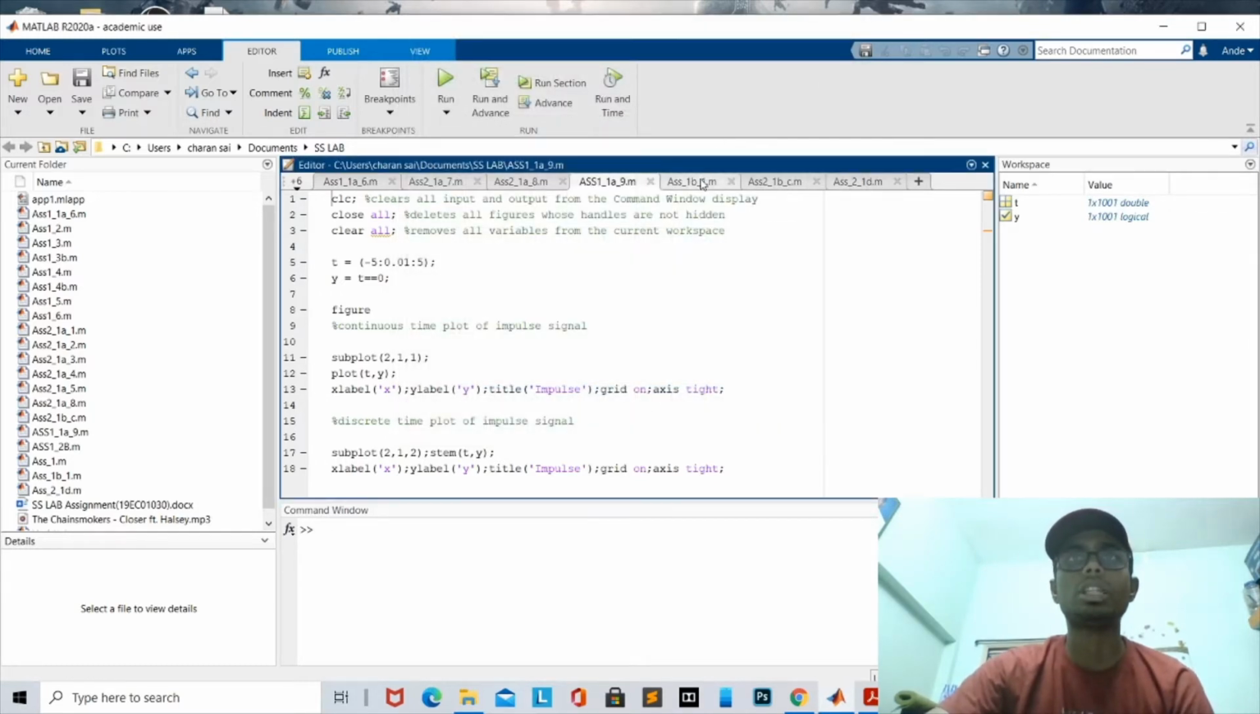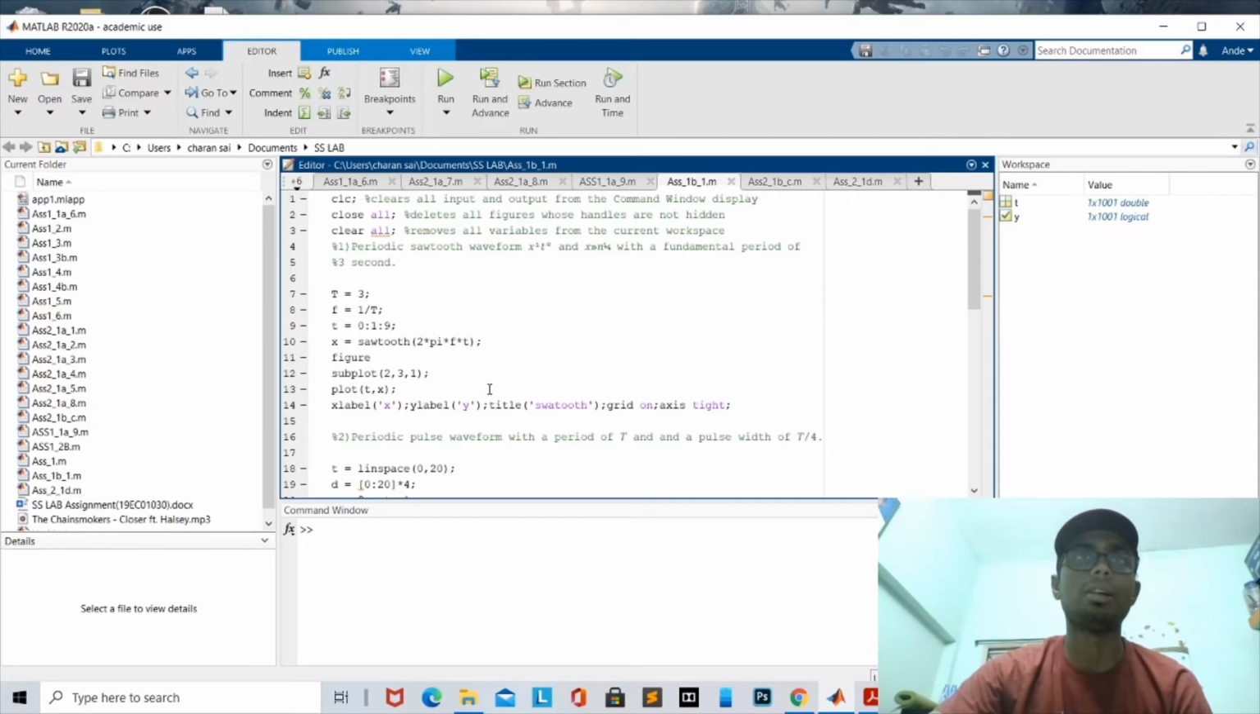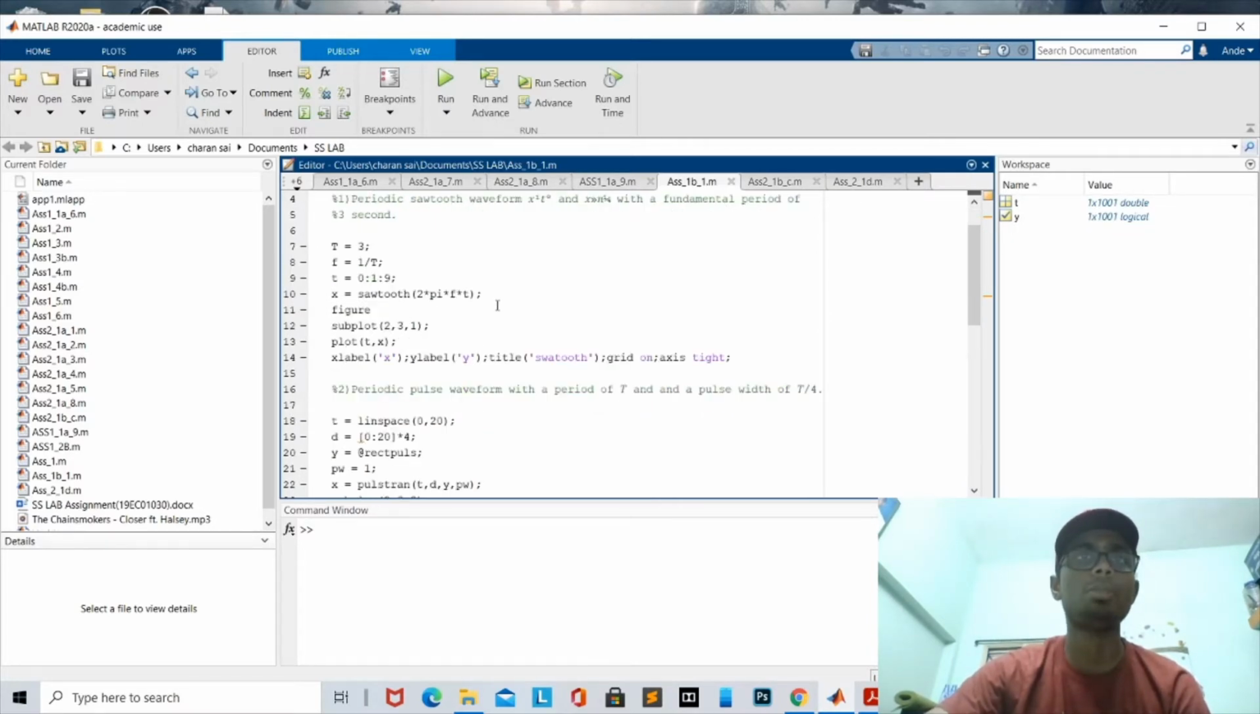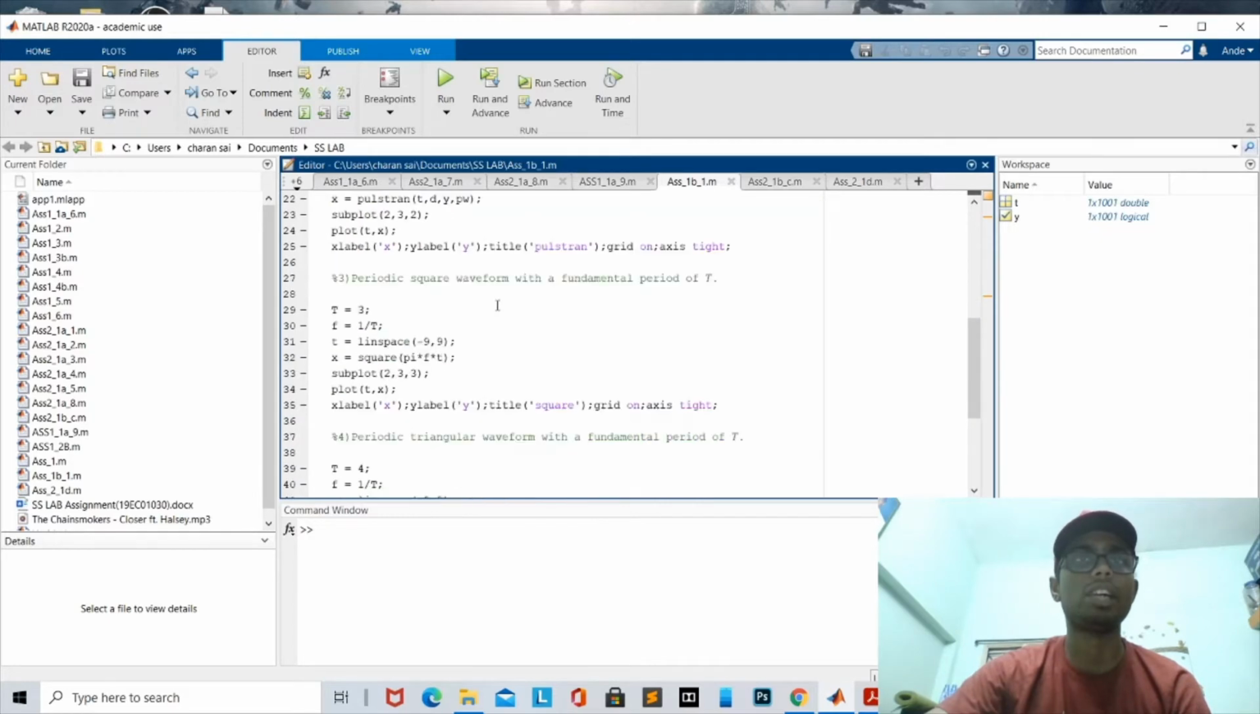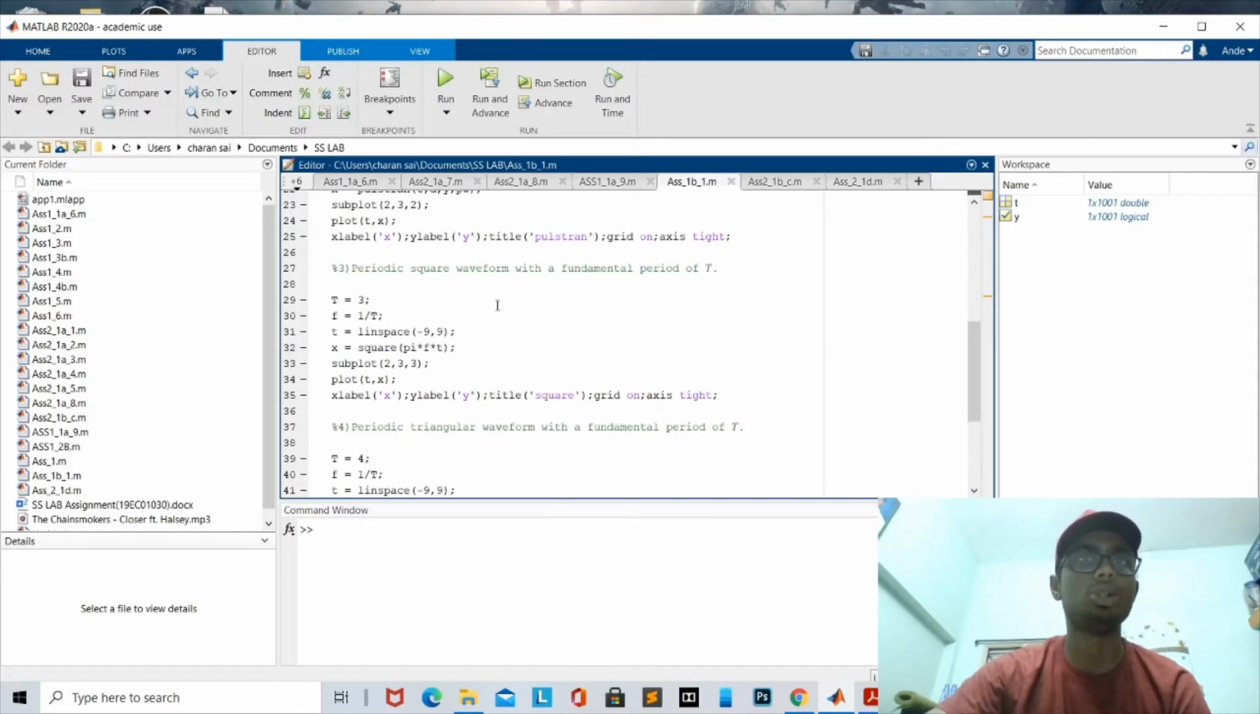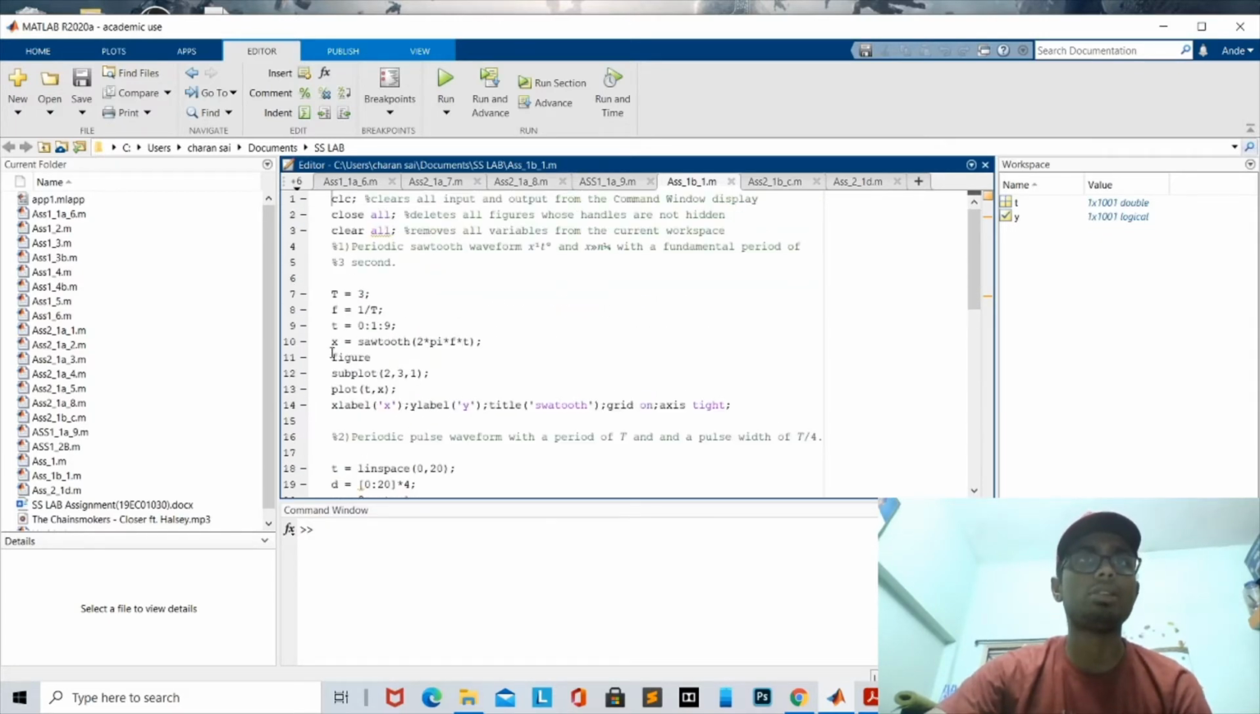And moving to the next one, here they're asking us to plot some periodic plots of sawtooth waveform, pulse waveform, square waveform, triangular waveform and sinusoidal waveform. For sawtooth waveform, I have used inbuilt functions like x equal to sawtooth of 2*pi*f*t, and I have assigned values to f and t here. So I'll run the code and I'll show you the output.